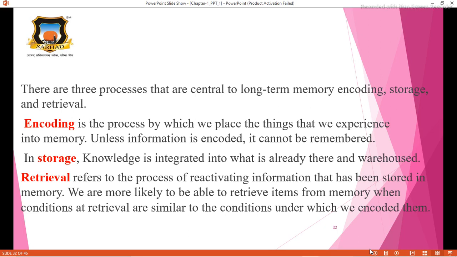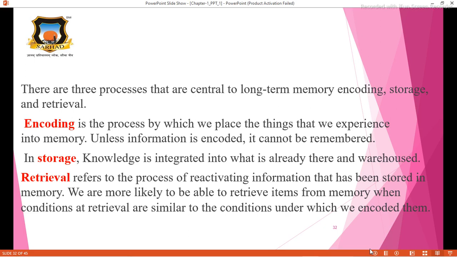See the second, the storage. In storage, knowledge is integrated into what is already there in the warehouse. Storage means already जो memory हमारे दिमाग में होती है, दिमाग में स्टॉक होती है. So that is storage. Next is retrieval. Retrieval refers to the process of reactivating information that has been stored in memory. जो memory reactive होती है, जो already हमारे memory में होती है.